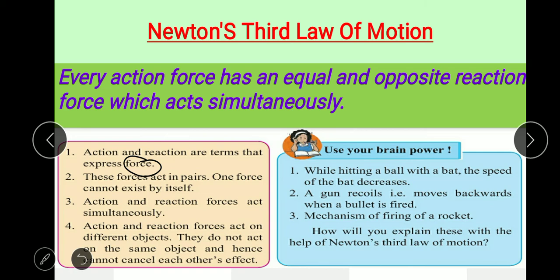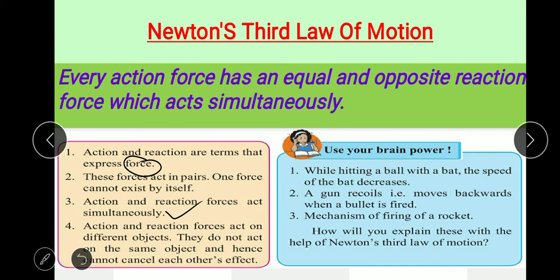Here these forces act in pairs, students. Whenever there is an action force, only then is there a reaction force. If the action force is not there, the reaction force will not be there, students. So these two forces will be there in pairs. Action and reaction forces act simultaneously. They work at the same time, students.